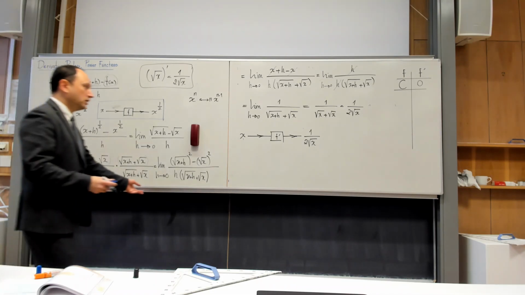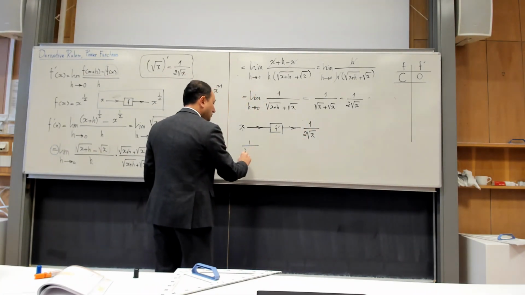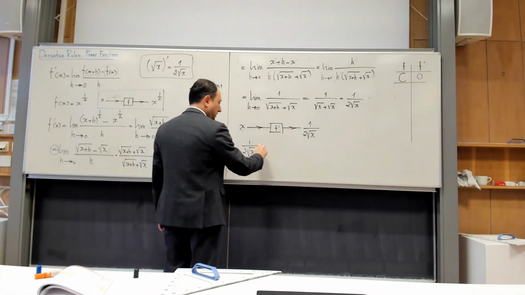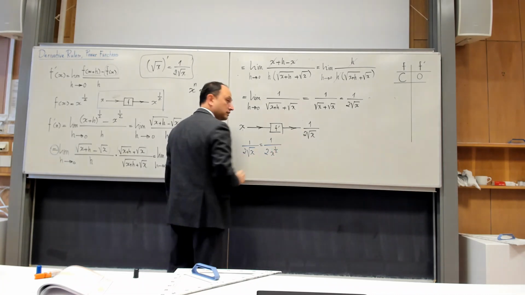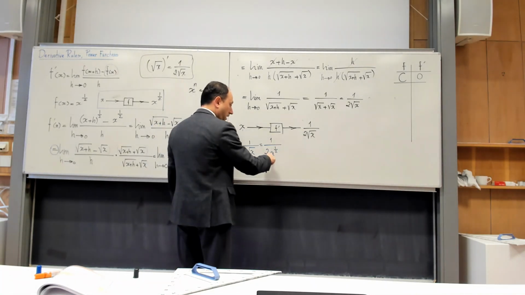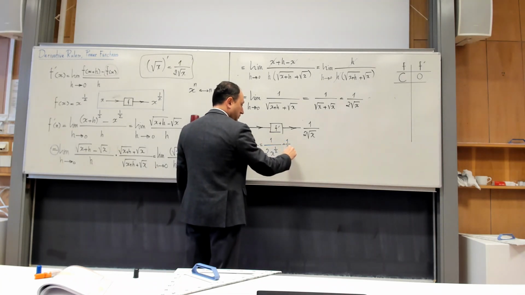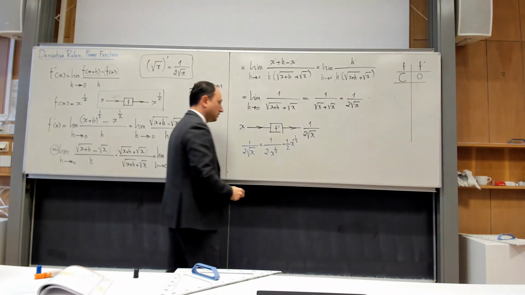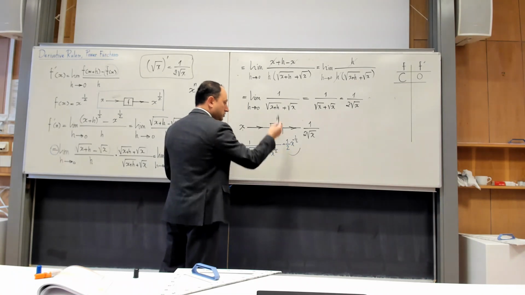Why? Because 1 over 2 square root of x has another name, even though we don't use it usually, but we can write it as 1 over 2 x to the power of 1/2. Yes? And then I can bring it up. 1 over 2 is 1 over 2, and I can bring it up and write it x to the power of minus 1 over 2. So if I say that this is my derivative, I am also right.